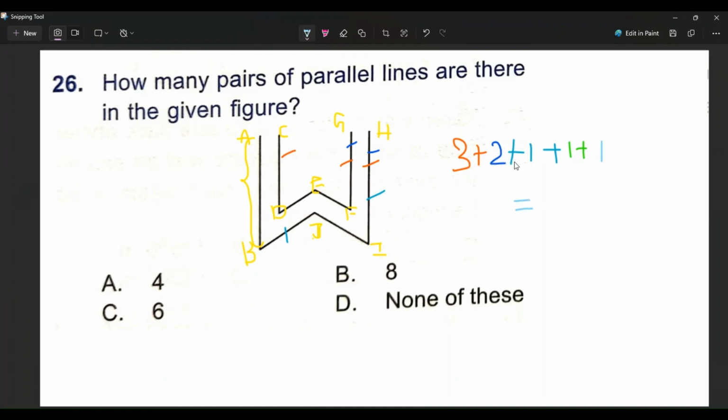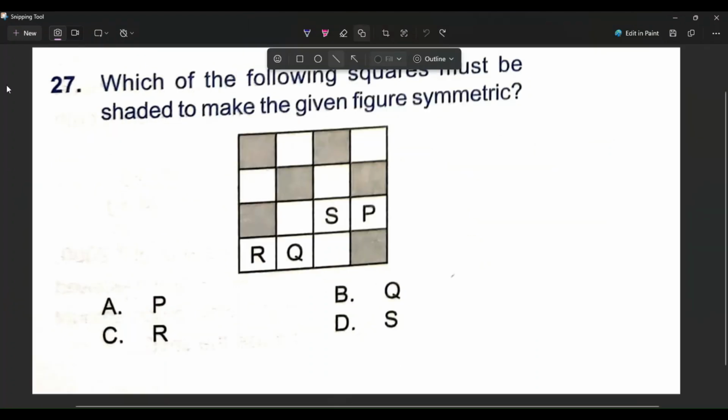Let's add all these numbers. 3 plus 2, 5. 5 plus 1, 6. 6 plus 1, 7. 7 plus 1, 8. So option B, 8 is our right answer, children.